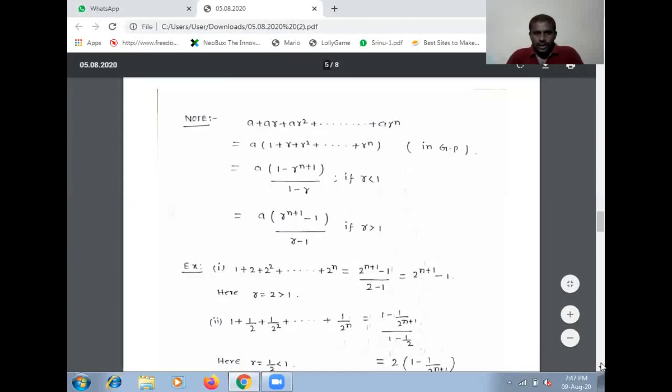So see the note. A plus AR plus AR square plus and so on AR to the power of n. Now I am taking A common: A of 1 plus R plus R square plus and so on R to the power of n. It is in GP.